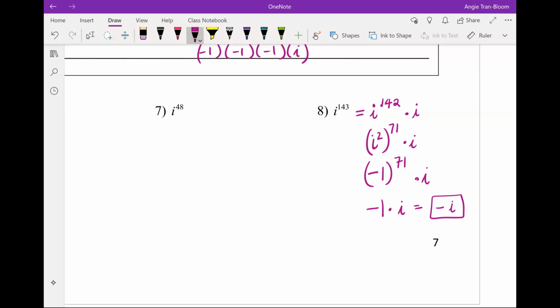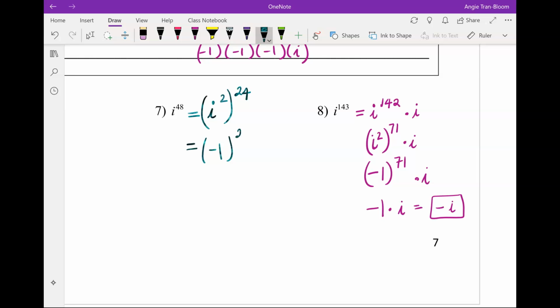Yep. All right. Example 7. i to the 48th power. What are you going to break that down to? i to the, how many pairs of i's can you make? 24. Ah, so see how pairs are easy to make? i squared to the 24th power. What is i squared always? Always. Sophia N.